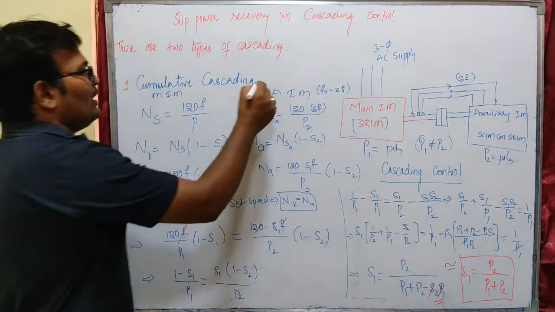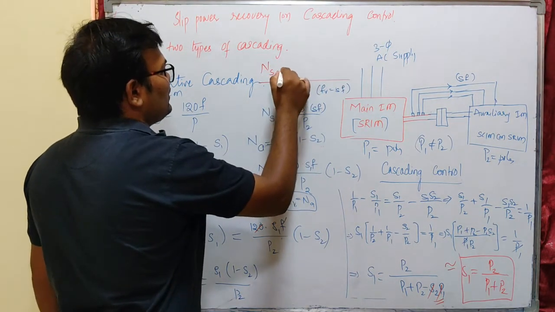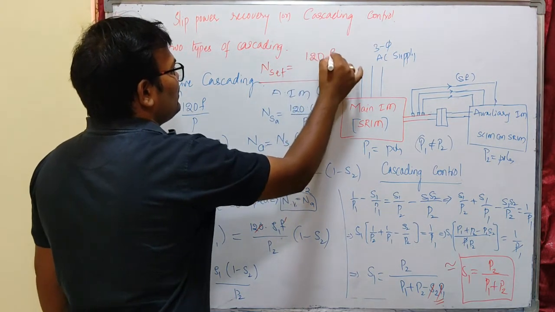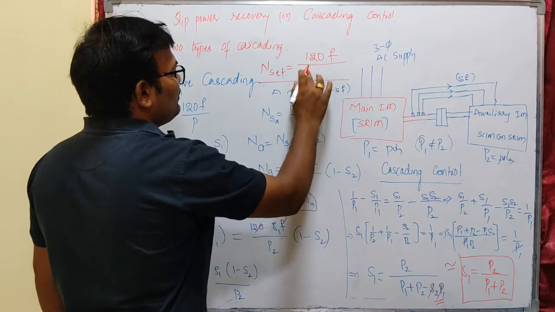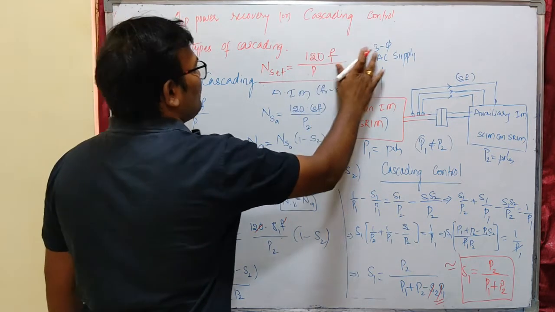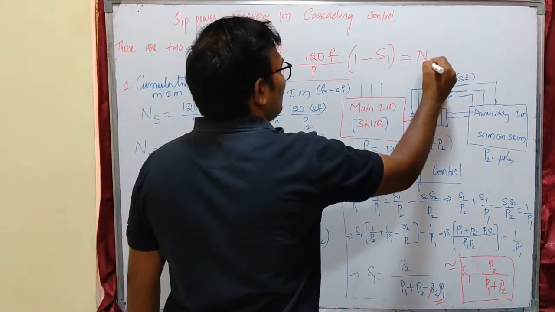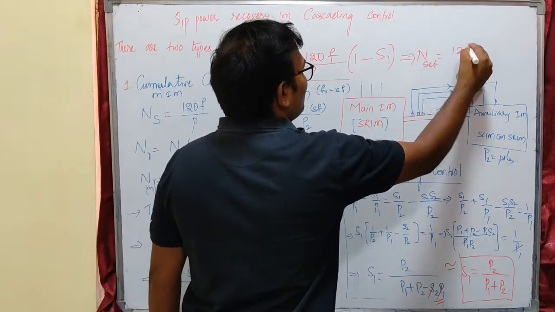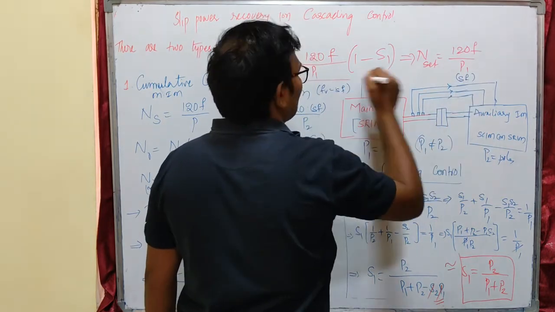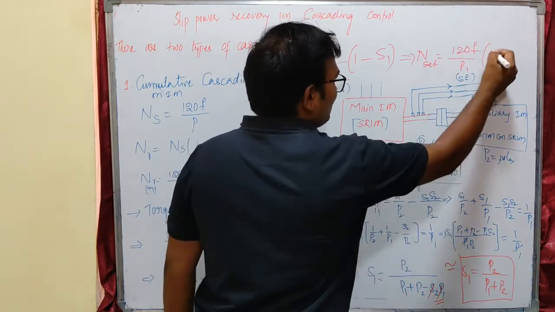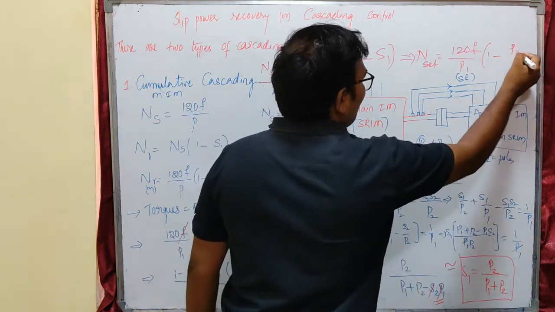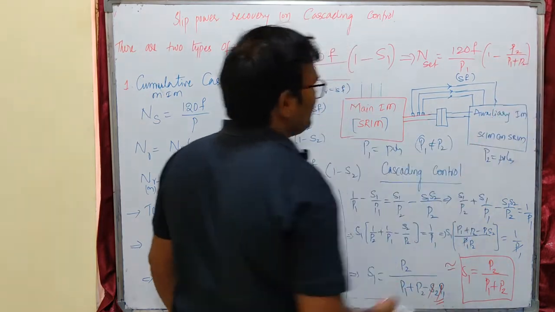So that I can find out the net speed of the set. Speed of the set will be equal to 120 into supply frequency by number of poles into 1 minus S1, that will become n set equal to 120 into F by P1 into 1 minus S1, where S1 is P2 by P1 plus P2. Okay, so what will that be?